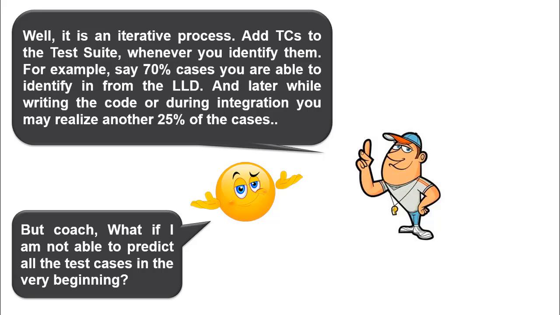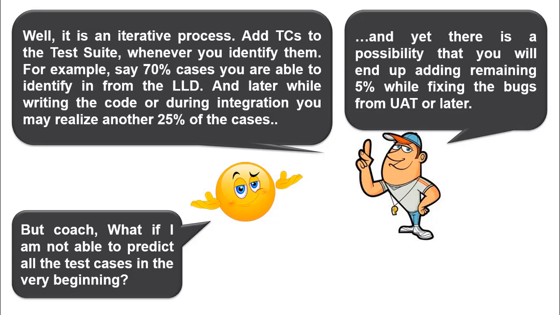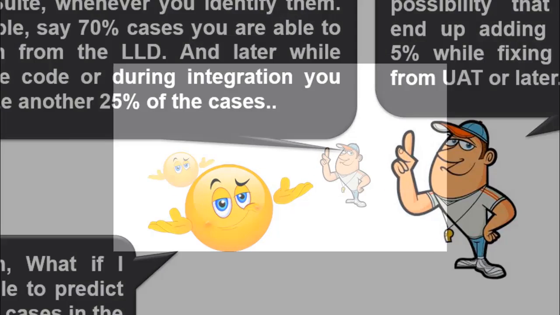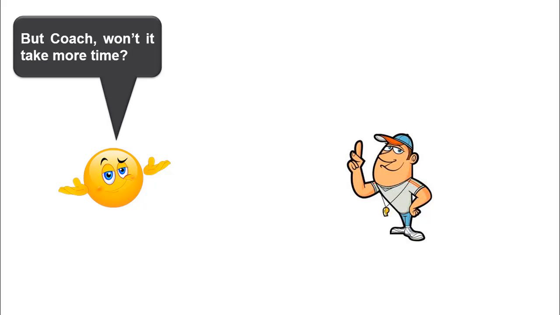For example, say 70% of the cases you are able to identify from the LLD. And later, while writing the code or during integration, you may realize another 25% of the cases. And yet there is a possibility that you will end up adding the remaining 5% while fixing bugs during UAT or later. But coach, won't it take more time?